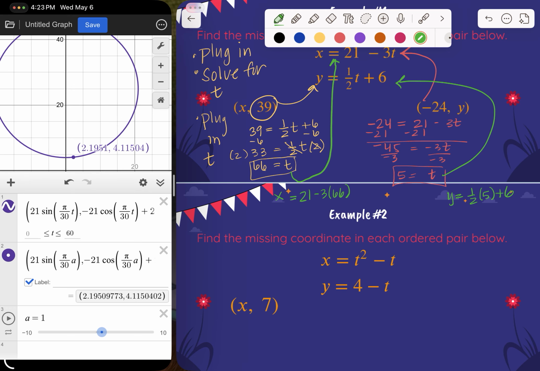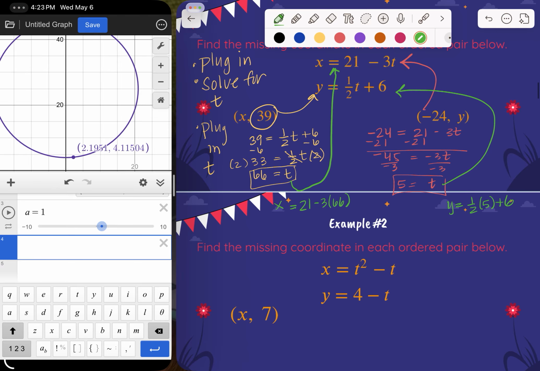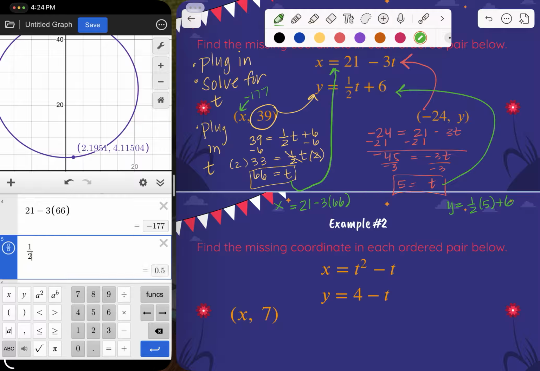But again, I'm going to plug them in. I'm just going to use a new spot and keep my stuff. So 21 minus 3 times 66 would give me -177 there. And for my y value that I did not finish completing, I have 1/2 times 5 plus 6. So I would get 8.5 as my y value here.